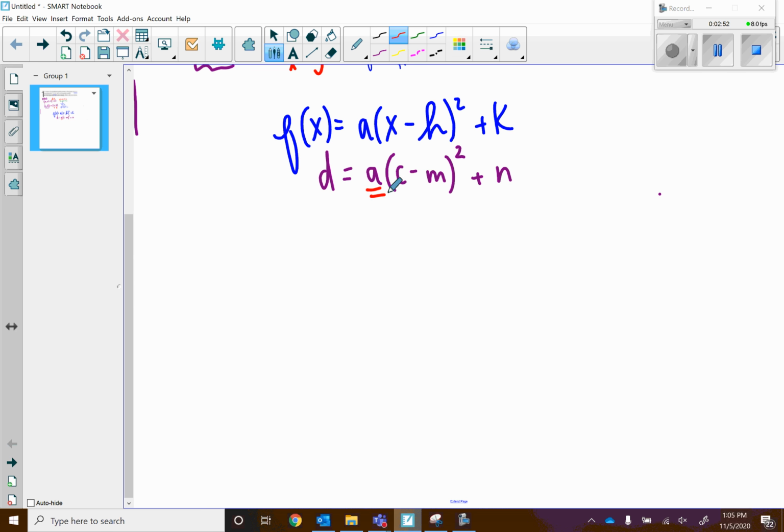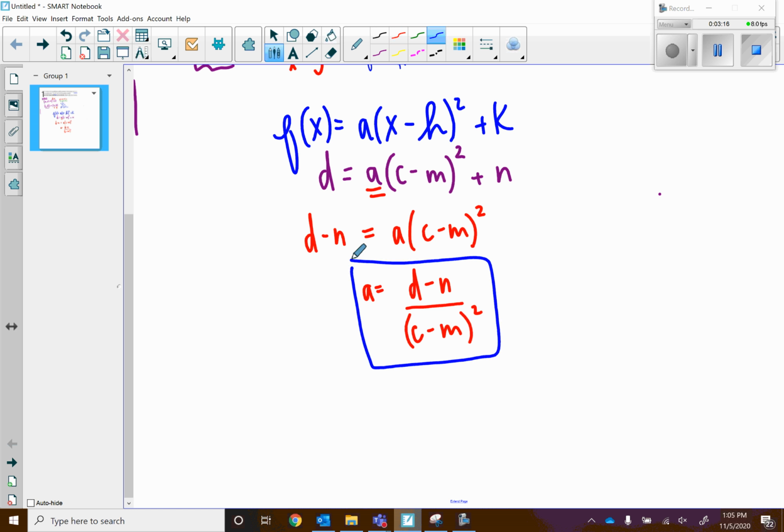How do I get a all by itself? Well, I'm going to start by moving the n over. So d minus n is equal to a times the quantity c minus m squared. To get a all alone, we're going to divide both sides by this whole thing right here. So a is equal to d minus n all over the quantity c minus m squared. We have a now, and we're going to plug it back into our equation where we still keep x and y as variables.